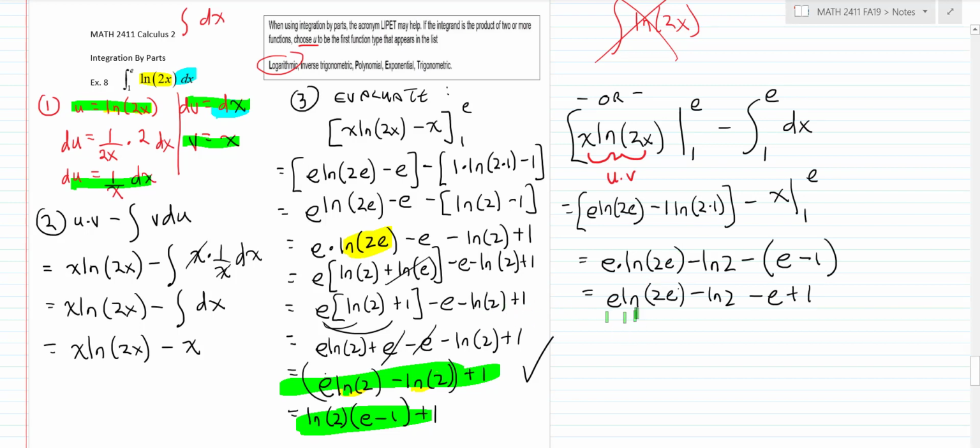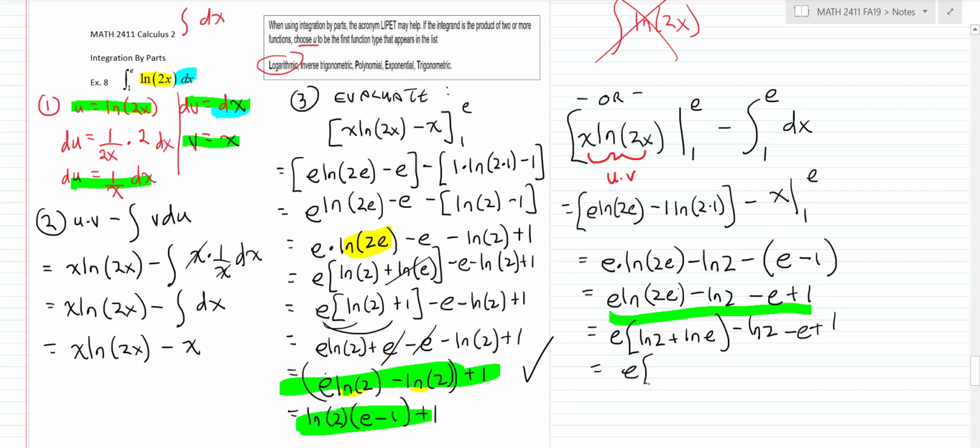So I'm not going to finish this because I want you to notice that if you look at this, see how we're getting pretty much exactly the same thing here. Okay, so you would end up getting the same thing on this. And again, you could just go e ln 2 plus ln e minus ln 2 minus e plus 1. You're going to get exactly the same thing.